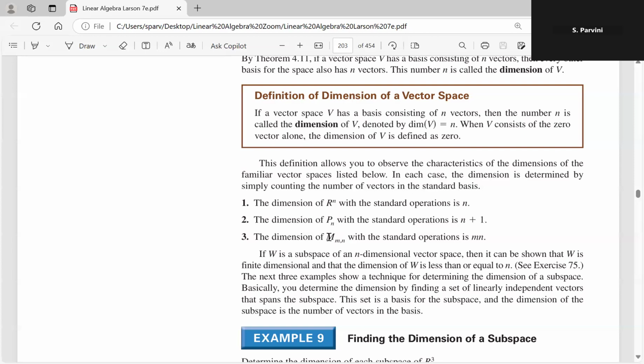If you look at the matrices, the dimension of an m by n matrix is m by n. It's the number of elements in the matrix. In other words, that's how many vectors it takes to explain and account for every vector in the matrices that are made up of m rows and n columns. You need exactly m by n vectors.